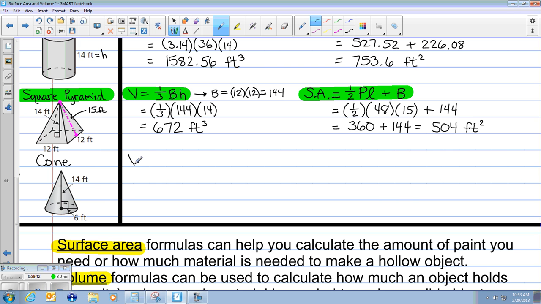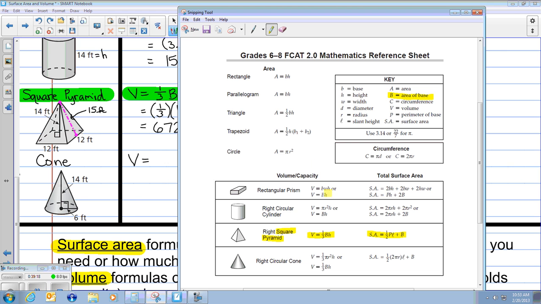So I need the volume formula for a cone. And this is a right circular cone because it has a circle as its base. And it is a right circular cone because the point or the apex lines up exactly with the base. And you can see that here with this little right angle. So I need this formula right here.